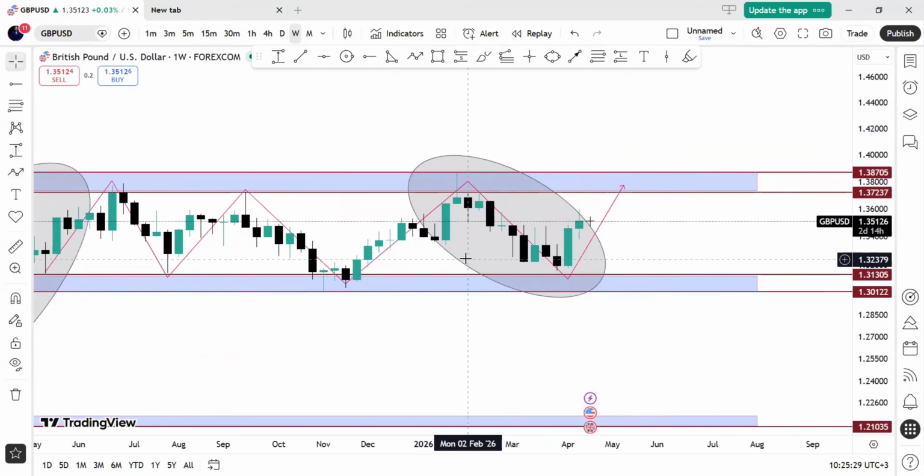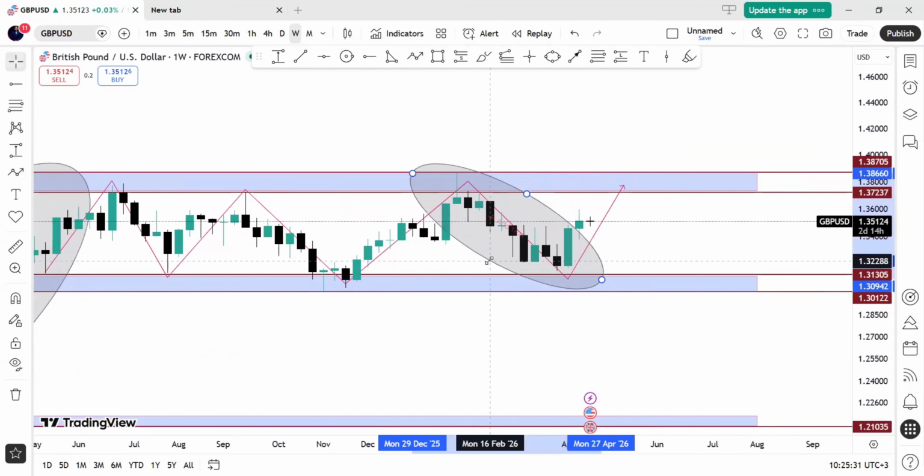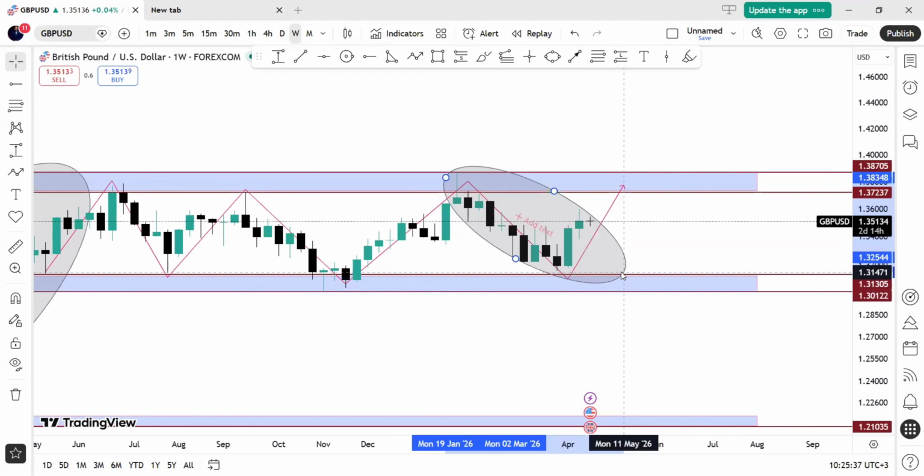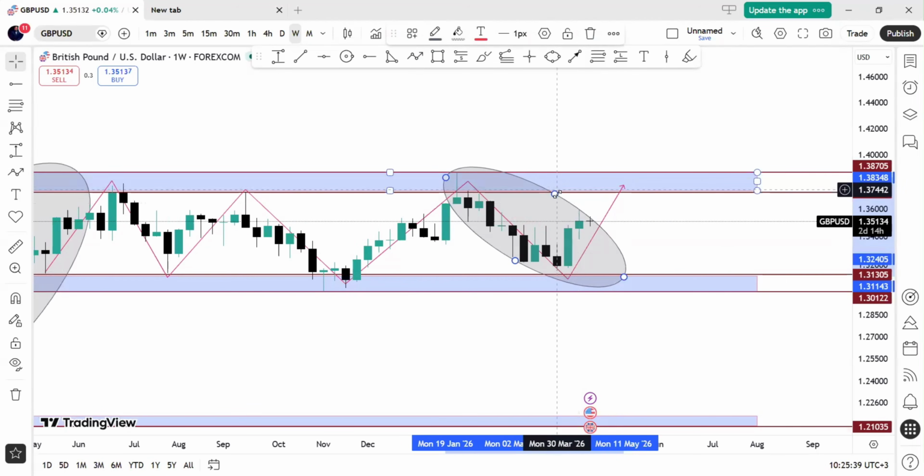Now, you as traders also have to clearly understand that the market might be bullish, but you won't just go long anywhere. You won't just buy anywhere.